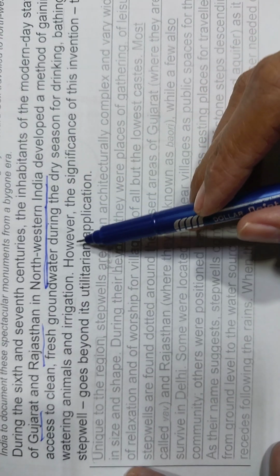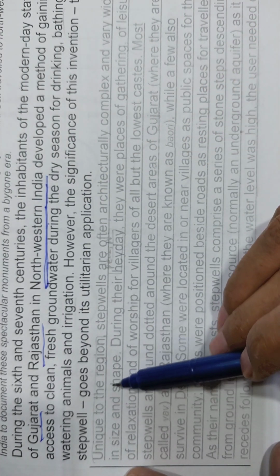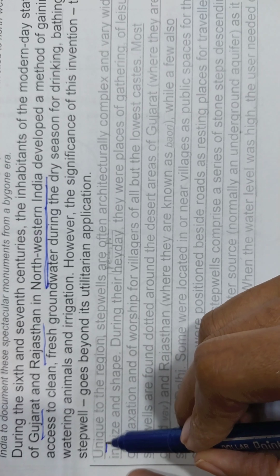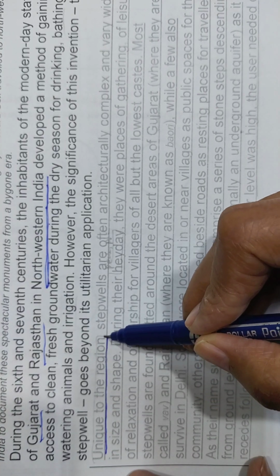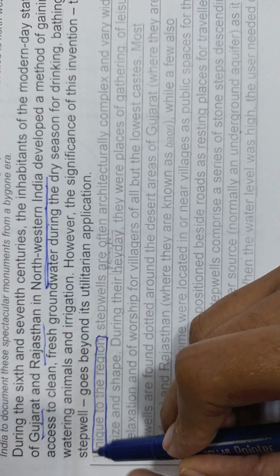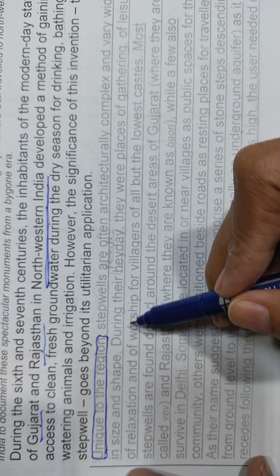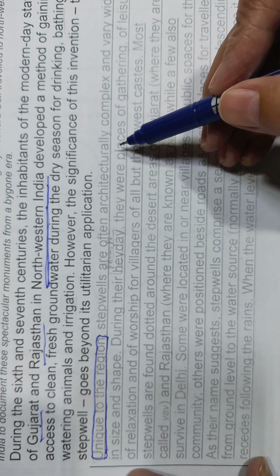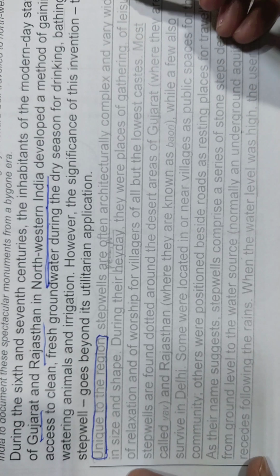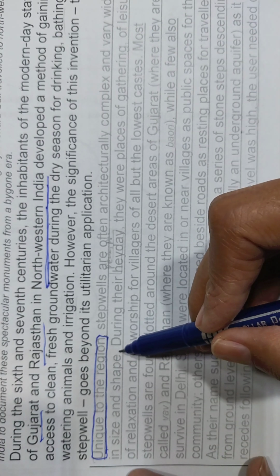But we are supposed to find the word step wells. Examples can be all over the world, so all over the world must be there. Let's move next. Unique to the region. In other words, that shows they are not talking about all over the world. Unique to the region, step wells are often architecturally complex and vary widely in size and shape.